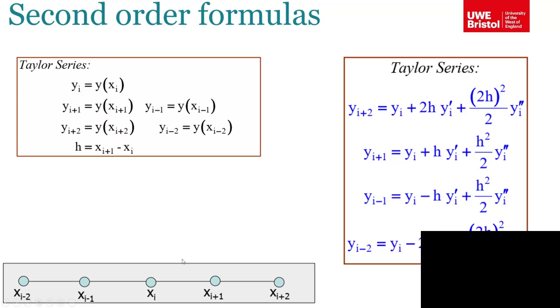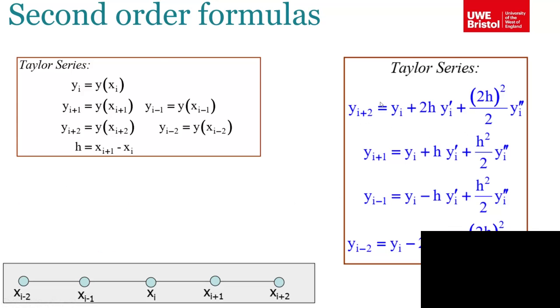So your Taylor series would be y_i equal to y(x_i), y_{i+1} equal to y(x_{i+1}), y_{i-1} equal to y(x_{i-1}). This is the first order element, and the second order elements are y_{i+2} equal to y(x_{i+2}), and y_{i-2} equal to y(x_{i-2}). Your h would be x_{i+1} minus x_i. Then you replace these equations.